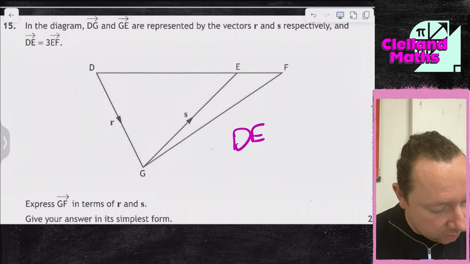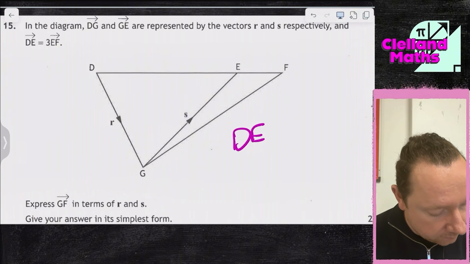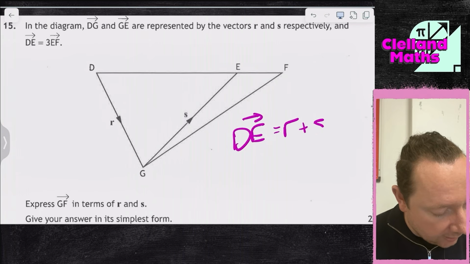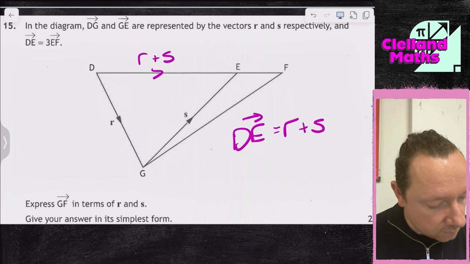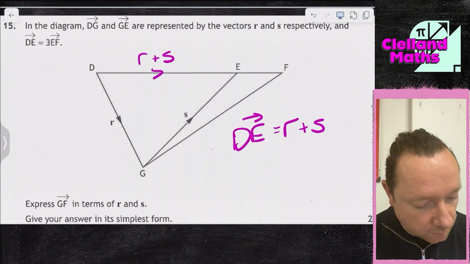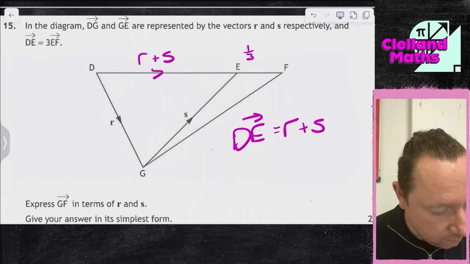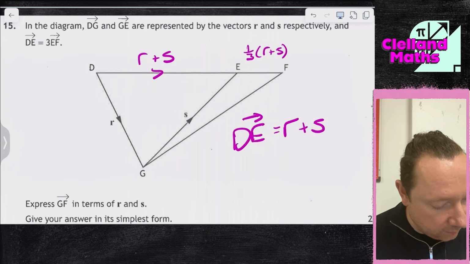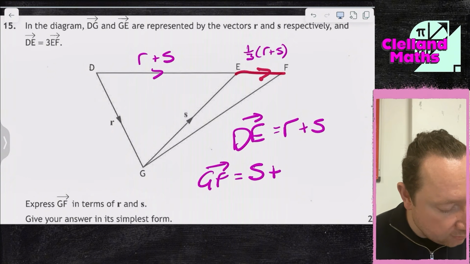To work out D to E, I could do a journey of starting at D. I could go down R. And then I could go up S. So we know that that's R plus S. So D to E is R plus S. And we know that E to F is a third of that because D to E is 3 of E to F. So E to F is a third of D to E. And now I can find my G to F. G to F is just going to be starting at G. I need to get to F, so I can go up S plus along here, which is E to F, a third R plus S.